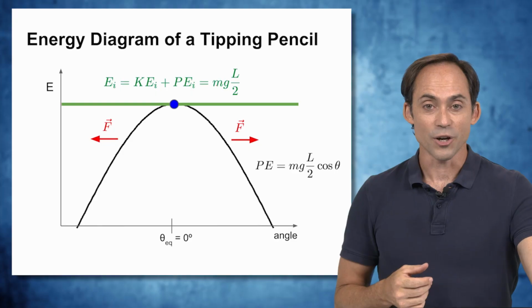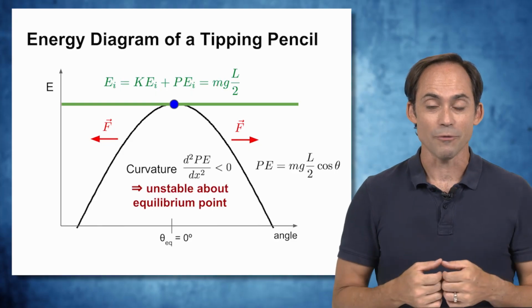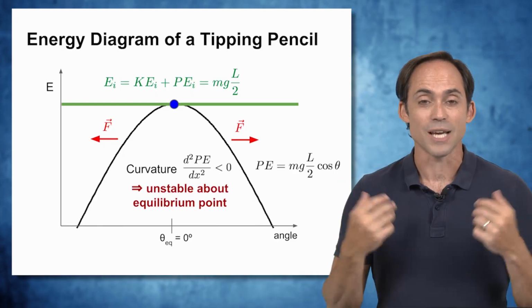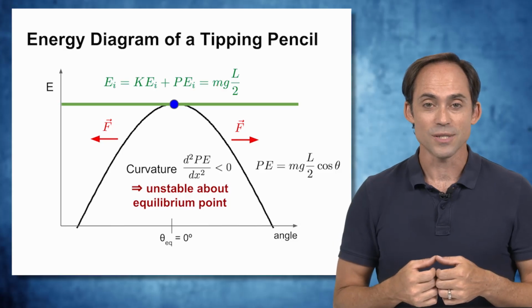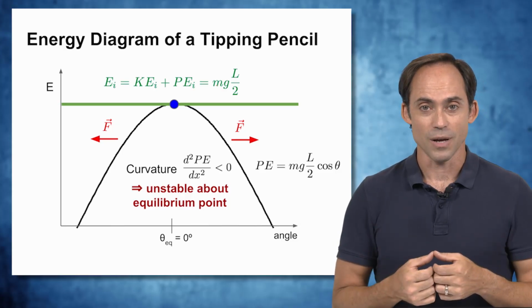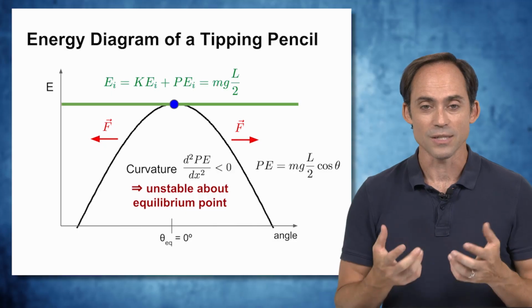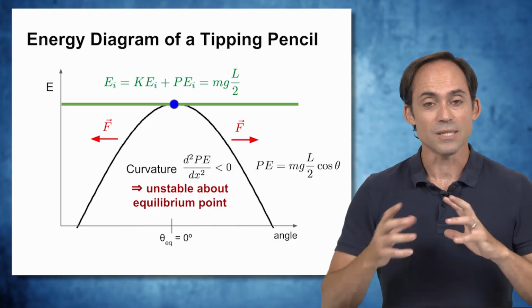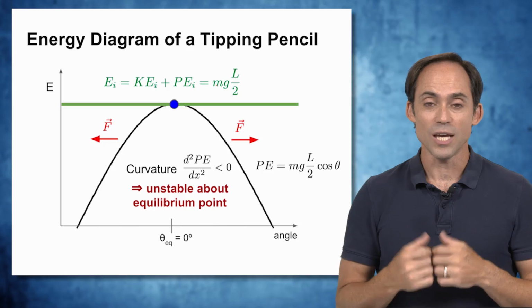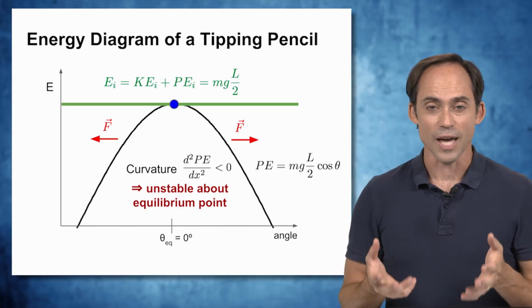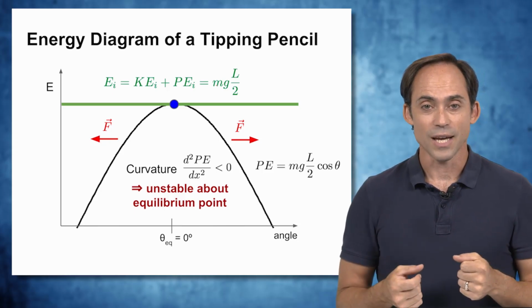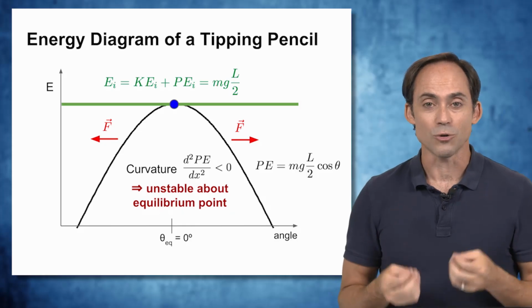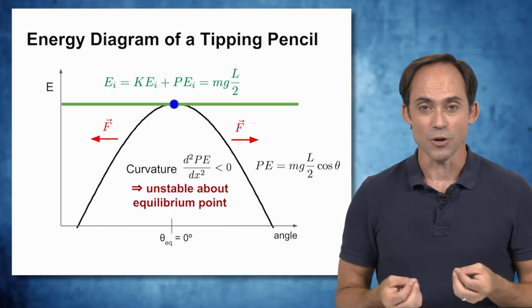So the curvature of this potential energy diagram, of course, is also negative, which is the opposite of our spring, and so this is a good example of an unstable point about the equilibrium point, an unstable motion. So clearly stability is related to the curvature of our potential energy curve. And so that gives us another piece of information graphically about the behavior of the system.